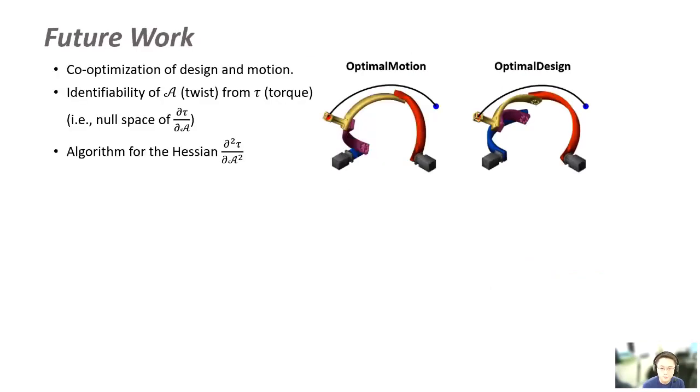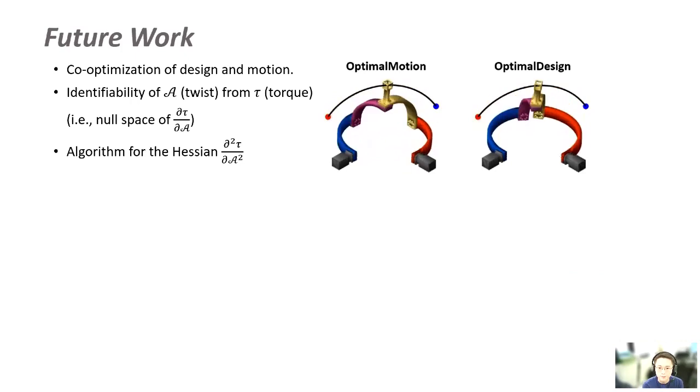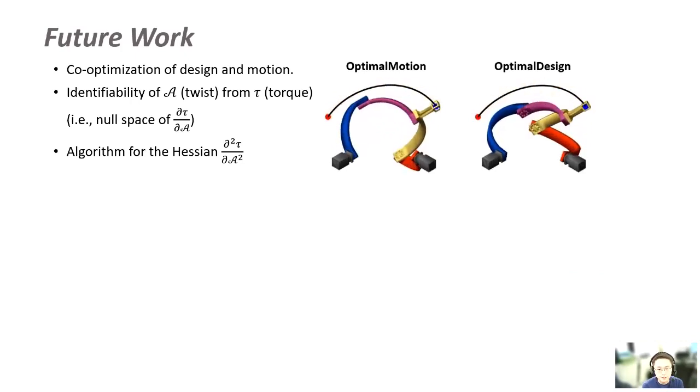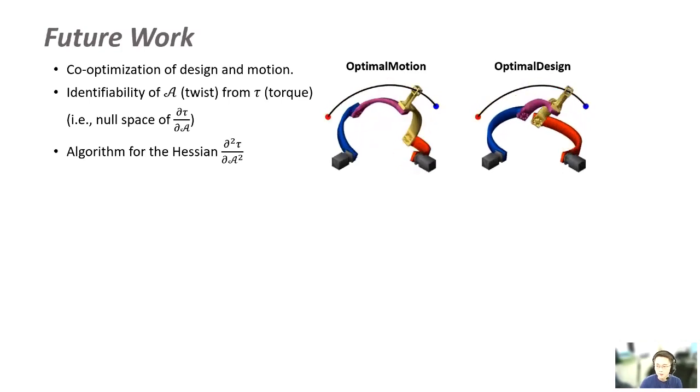As a following work, we have some preliminary results on co-optimization of design and motion. And it is interesting to study more on identifiability of the joint twist from the joint torque and to derive the Hessian, the second derivative of the joint torque with respect to the joint twist.